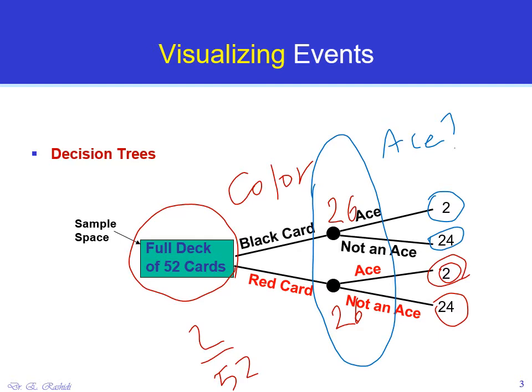Or what is the probability of drawing a non-ace red card? A non-ace red card would be 24. So the probability would be 24 divided by 52. So visualizing is going to again help us to solve the problem.